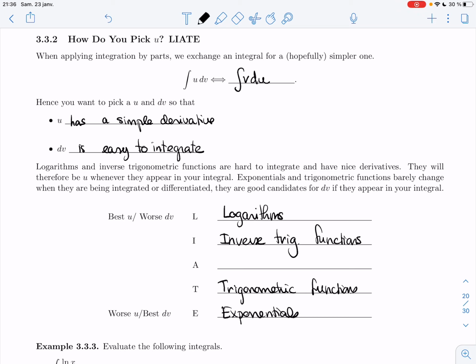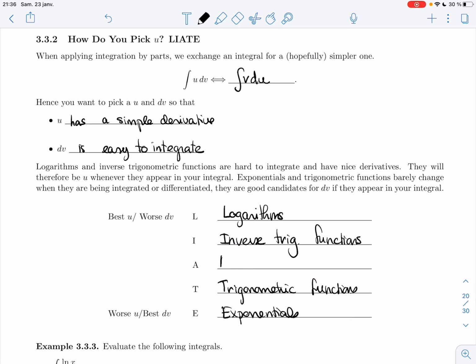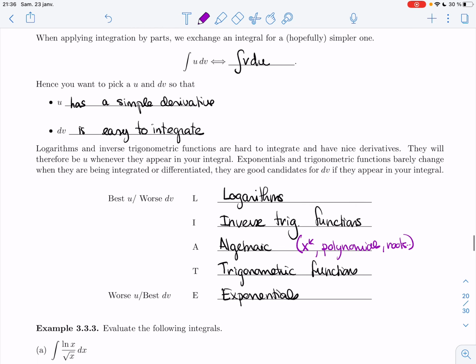And then I have one spot in the middle. That's going to be for anything that's like an x to the k or a polynomial. So I'm going to call them algebraic. And by that, I mean x to the k, so even roots, and then polynomials, roots, something like that. If you have x squared, then the derivative is 2x. It is simpler because the degree is less, but not much simpler. It's not a completely different type of function.